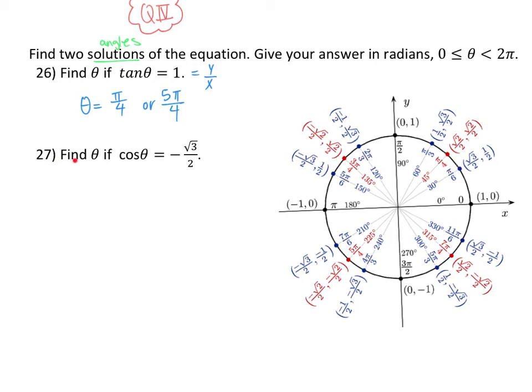This next one here says we have cosine and it's equal to negative root 3 over 2. So cosine is equivalent to the x value on a unit circle. So if we look around here, any x value that has a negative root 3 over 2 is going to be on this side because that's where x's are negative. And so we can see that that is at 5 pi over 6. 5 pi over 6 has negative root 3 over 2. And then it looks like at 7 pi over 6, it's also negative root 3 over 2.